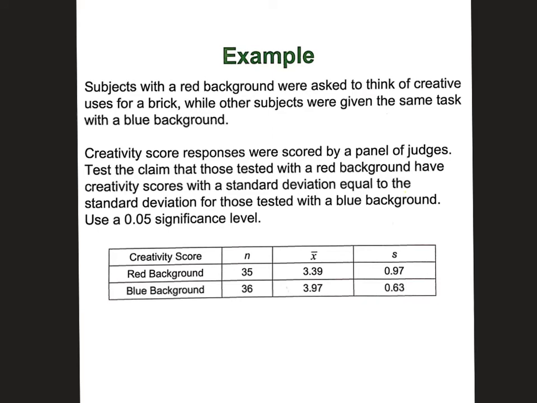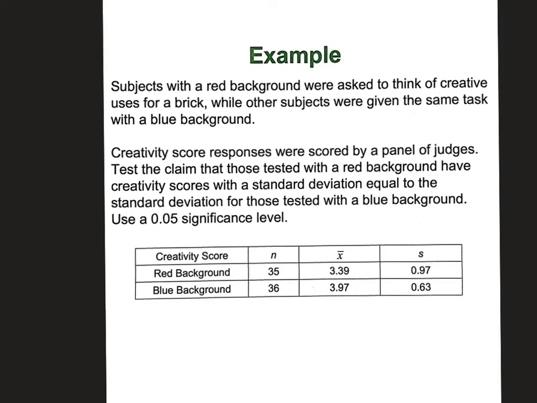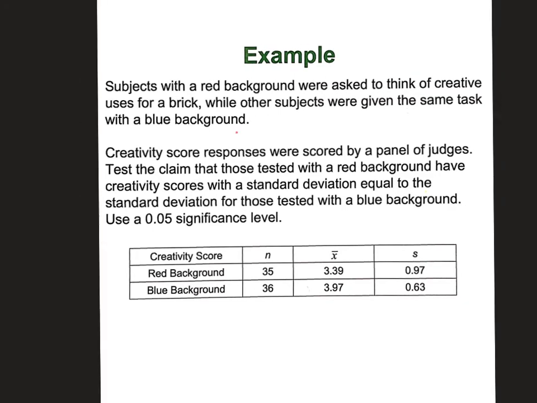It's the same example we've done in the whole chapter. Subjects with the red background were asked to think of creative uses for a brick, while other subjects were given the same task with the blue background. Creativity scores were scored by a panel of judges. Test the claim that those tests with the red have creativity scores with the standard deviation equal to the standard deviation for those tests with the blue. So we're definitely testing the standard deviation, and the claim is that they're equal. Don't forget that. The claim is that they're equal, so the claim is going to be our H0.